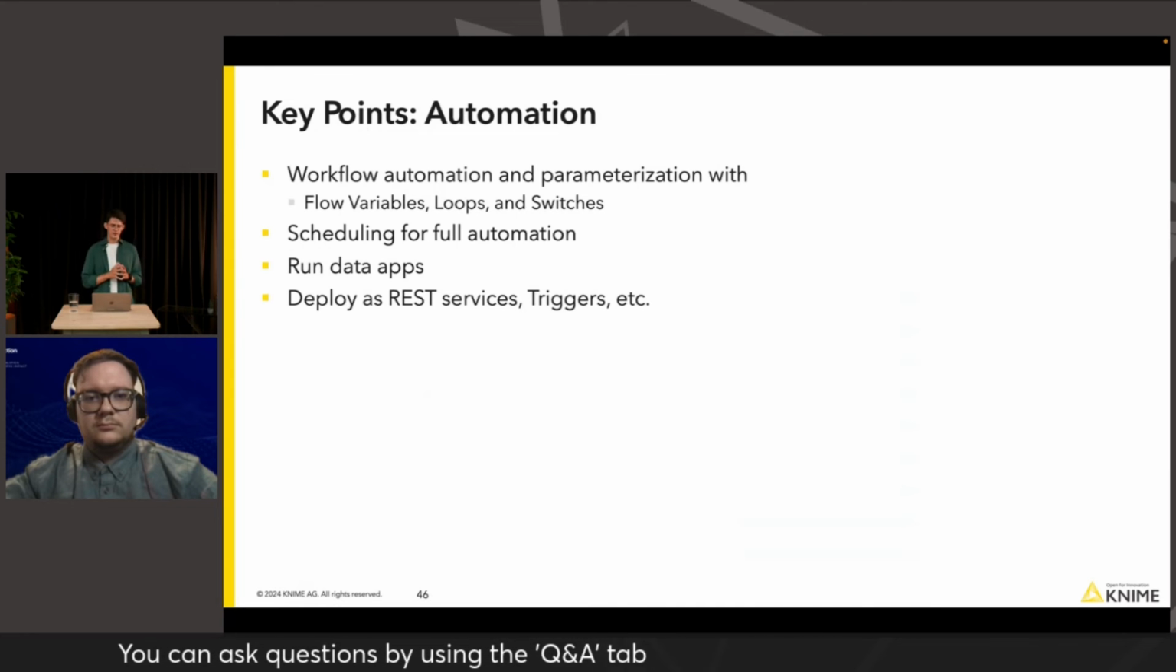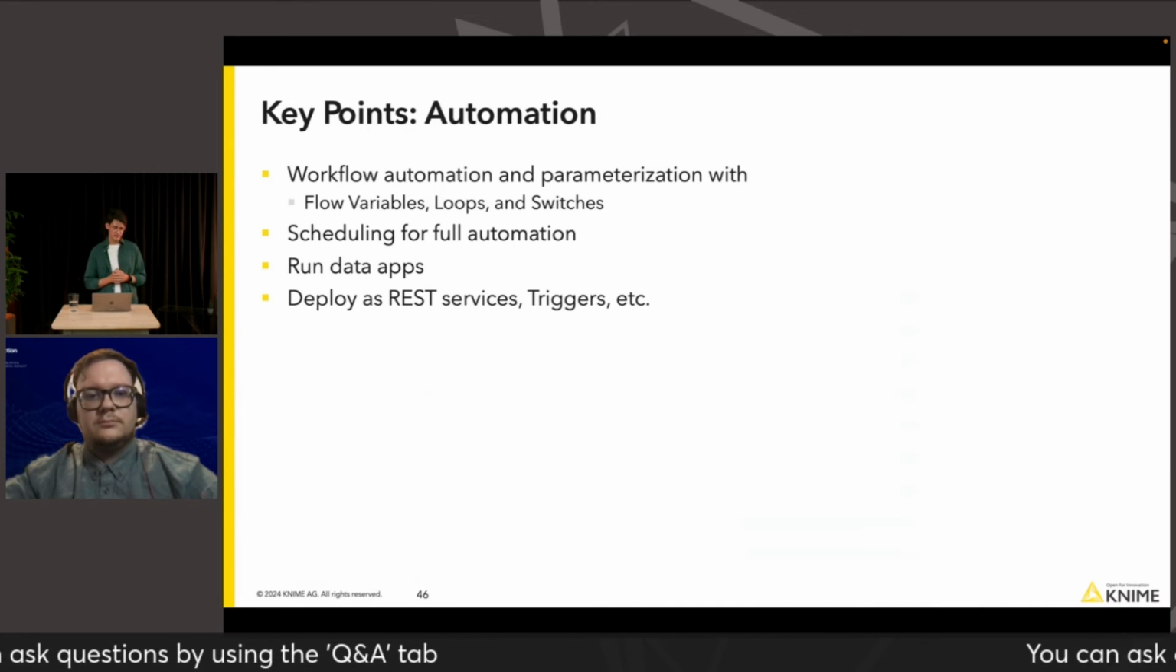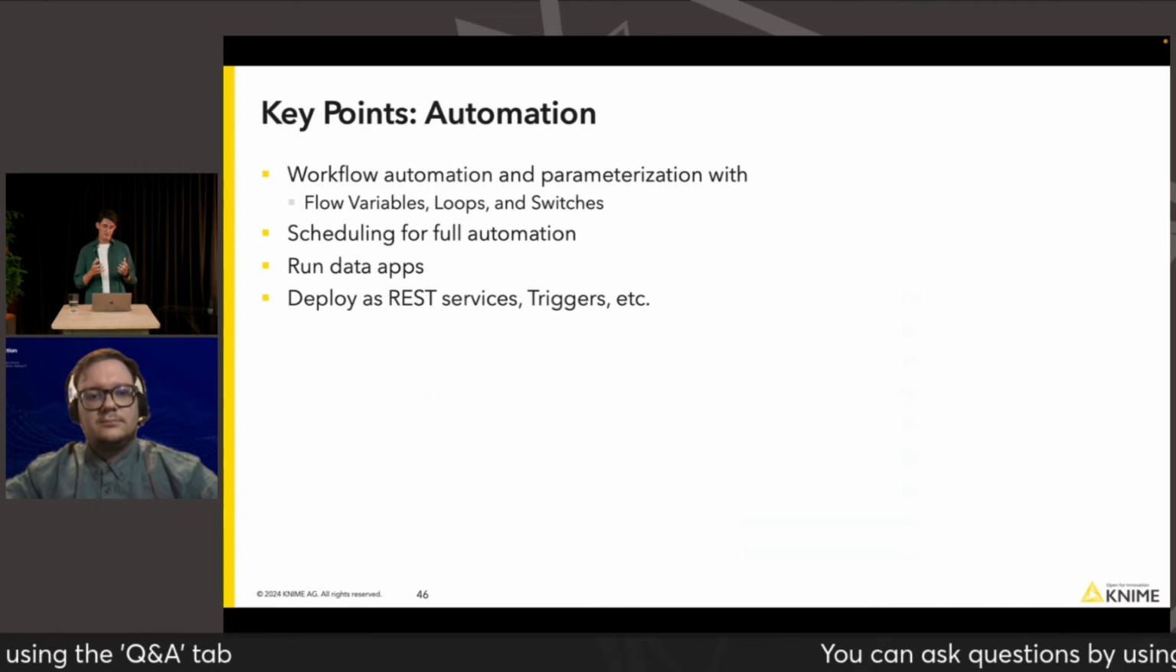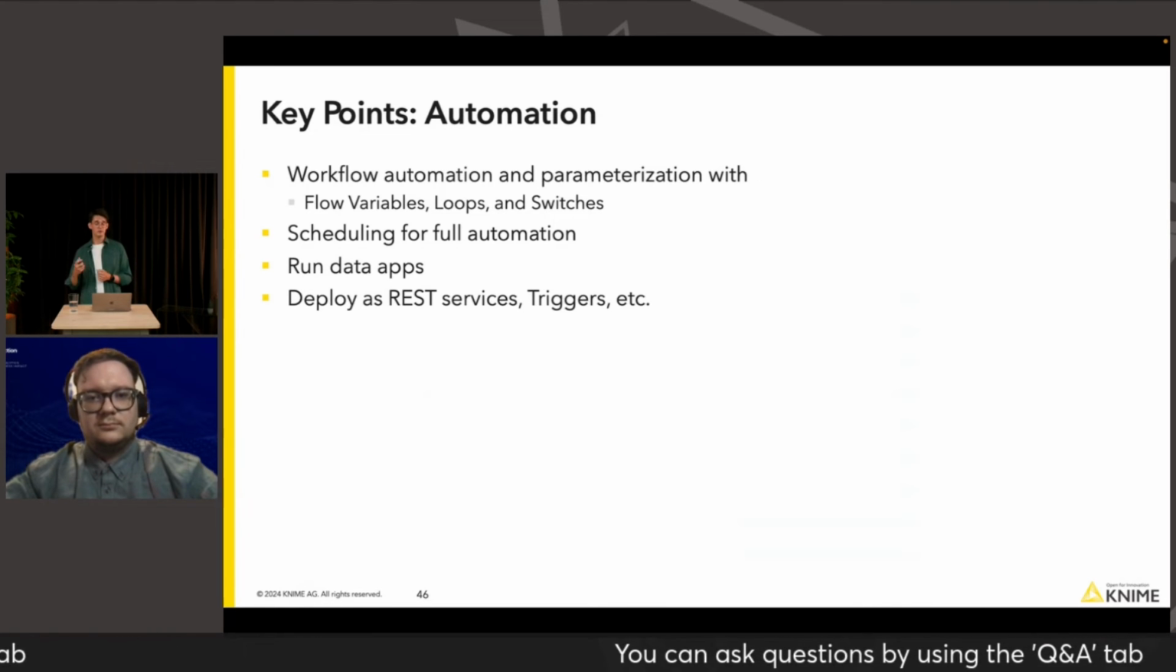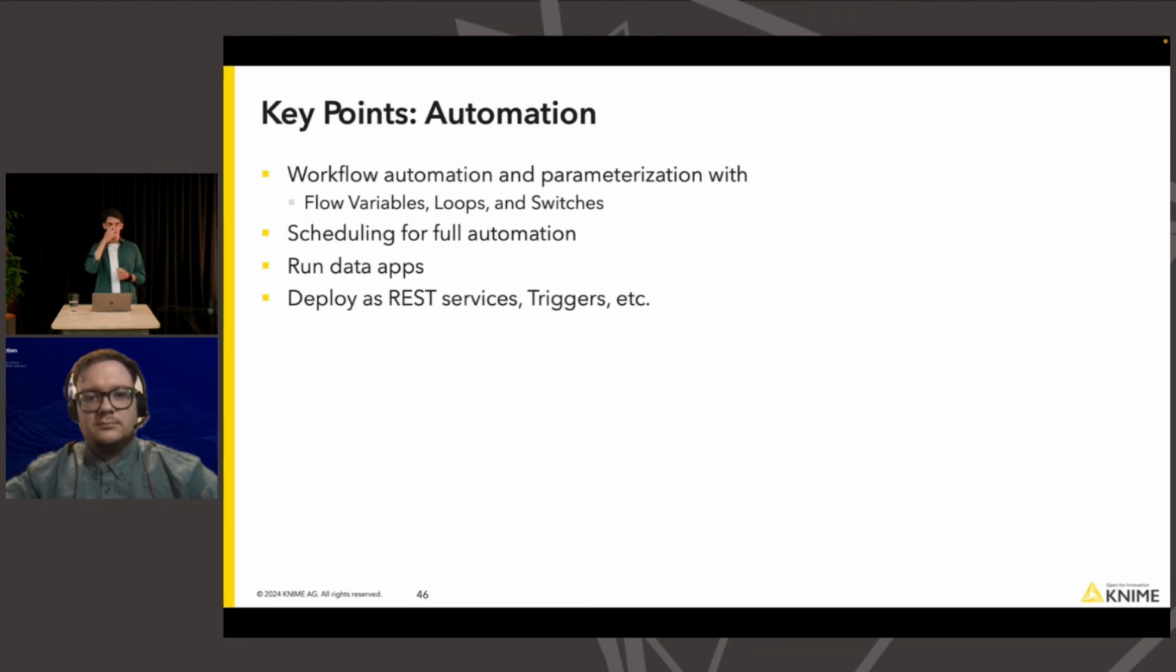Now, just to quickly sum it up, Marcell, this is some of the things we highlighted and you mentioned: the power of flow variables, loops, and switches within KNIME. This is still on the workflow automation and parameterization level. And then if you want to do full automation, you have the two options of the KNIME Hub, the Community Hub or the Business Hub. You can run data apps and deploy your workflows as REST services, triggers, etc. So this is the topic of automation.